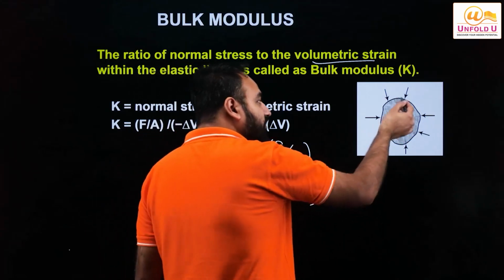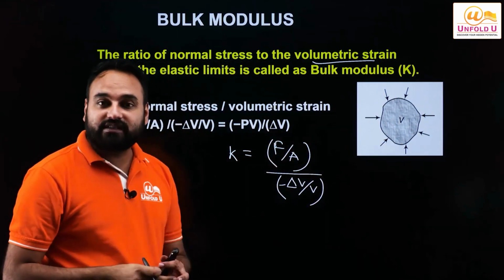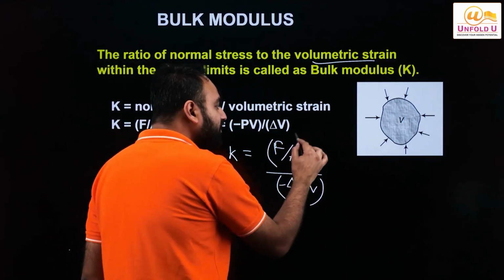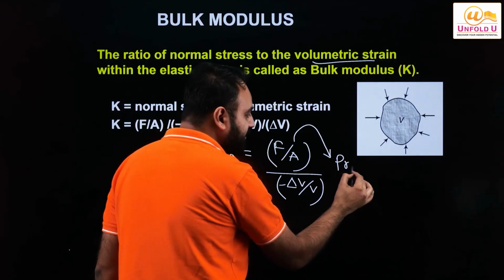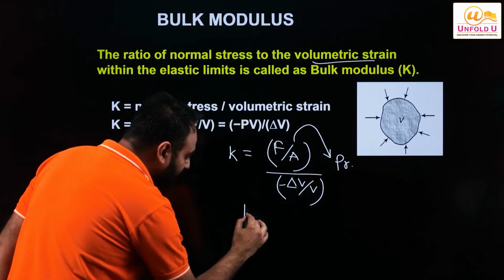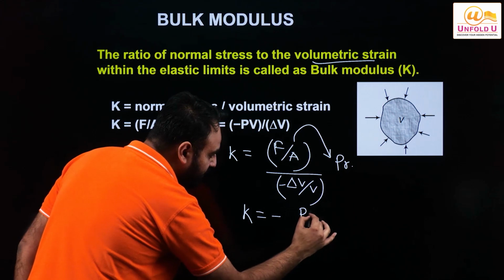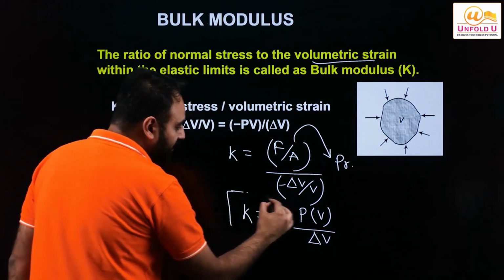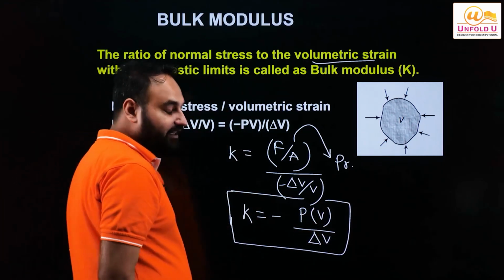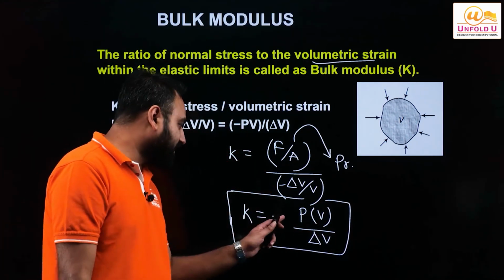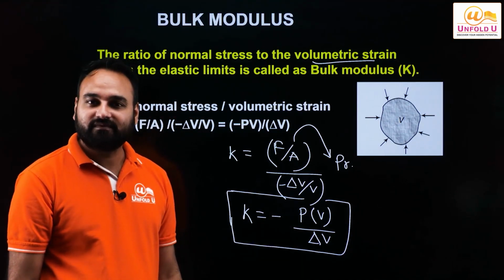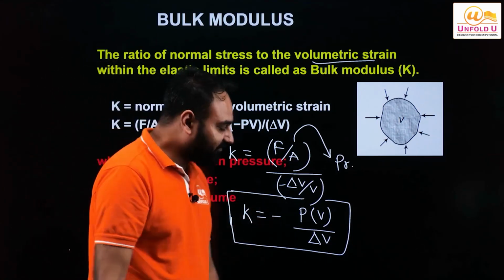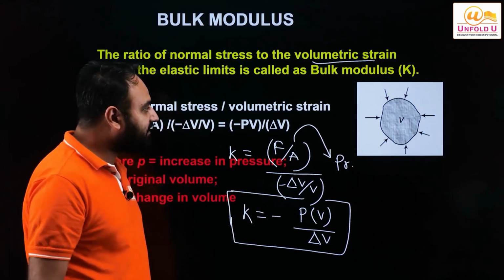And also we know this volumetric stress generally is defined for liquids and for gases. And for liquids and gases, we define force per unit area as pressure. So we can modify our expression as negative of P into V by delta V, right? So this is the expression for Bulk's modulus. It is negative of P into V by delta V, right? Alright friends, let's move forward. P is pressure, delta V is change in volume and V is volume, right?